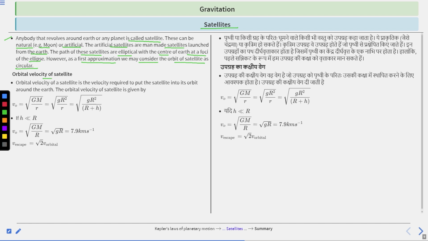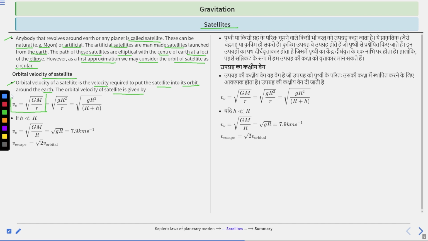Orbital velocity of satellite. Orbital velocity of a satellite is the velocity required to put the satellite into its orbit around the Earth. The orbital velocity of the satellite is given by this: V0 is the orbital velocity of the satellite, which is equal to under root GM divided by r. Clear? So this is the orbital velocity of the satellite.